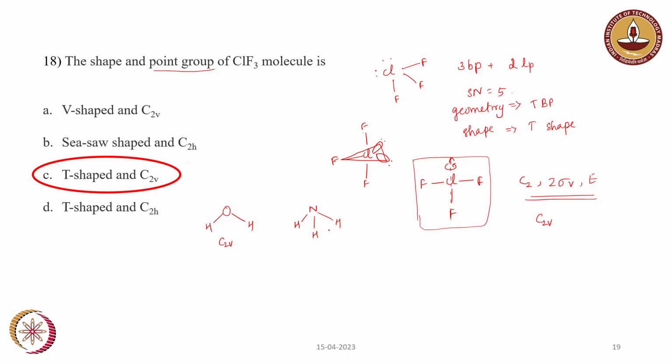So in ammonia, here we have a C2 axis, which can be rotated by 180 degrees. So this H will interchange.